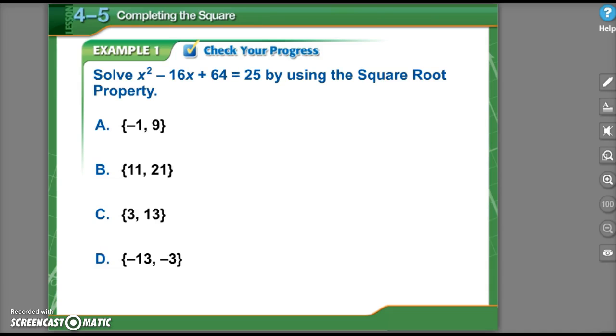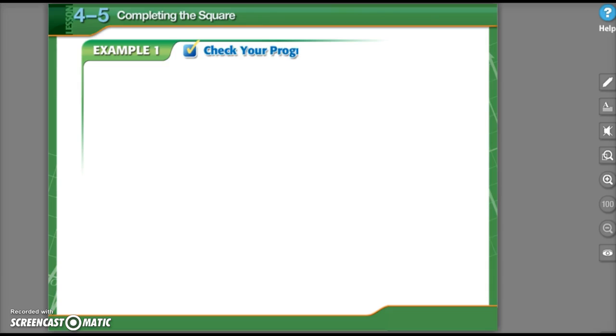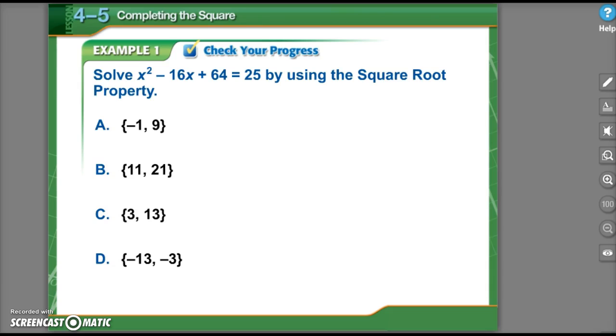Here's one for you guys to check your progress on. You need to solve x squared minus 16x plus 64 equals 25. Pause the video, come back when you have your answer, and advance to the next slide. And our answer here is C. The answers are x equals 3 and x equals 13.